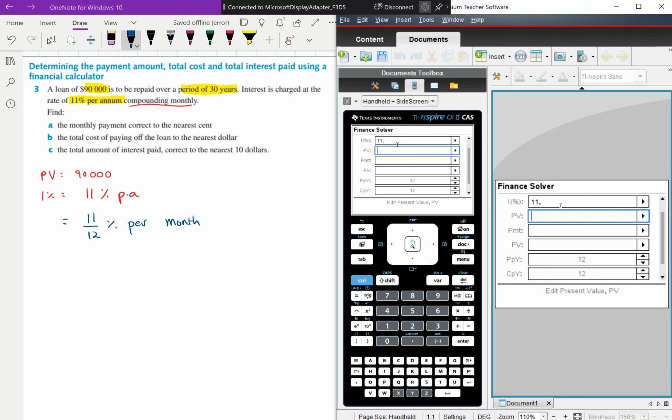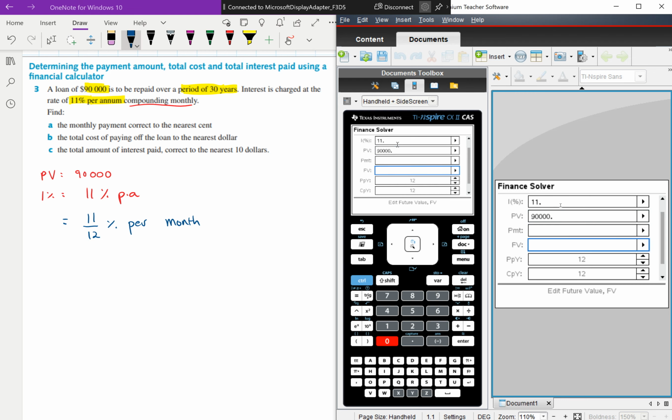I've got $90,000 that I'm borrowing from the bank, and notice I put positive 90,000, not negative. Later on in annuities and perpetuities, you will need to know when to put negatives and not. When it's money out from the bank, it's positive, and when you're giving money away, that's negative. So be mindful of that. Okay. Now here it asks you to find the monthly payment correct to the nearest cent.